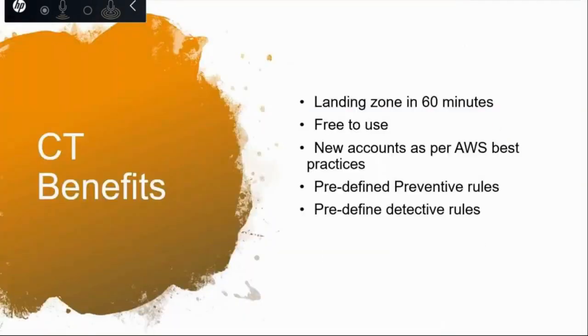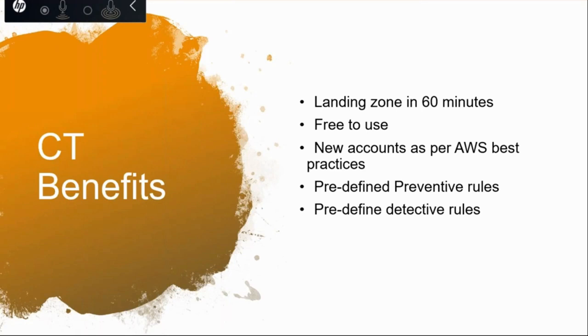So the Control Tower benefits: you can create a landing zone in 60 minutes, within 1 hour, and there is no cost involved. Maybe when you are creating Control Tower, it may cost you around $5 to $10, because it will configure AWS CloudTrail and AWS Config. The Config rules will be a bit costly, so you will get a bill of around $5 to $10 for the master account. All the new accounts meet the AWS best practices, because you already have predefined preventive and detective rules to meet AWS compliance.